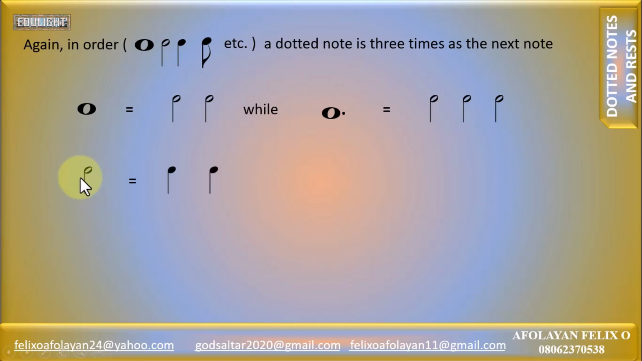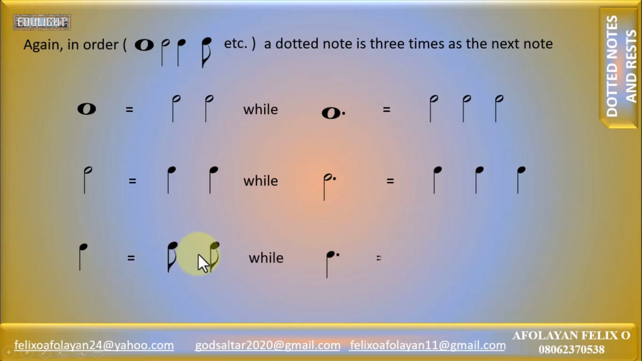Then we have the minim. That means it is going to be 3 crochets. Why does a dotted minim become 3 crochets? An undotted minim is 2 crochets, while a dotted minim is 3 crochets. And the crochet itself is 2 quavers, while a dotted crochet will be equal to 3 quavers, and so on like that.